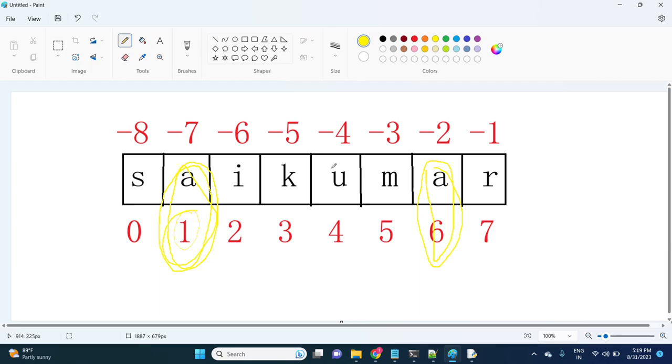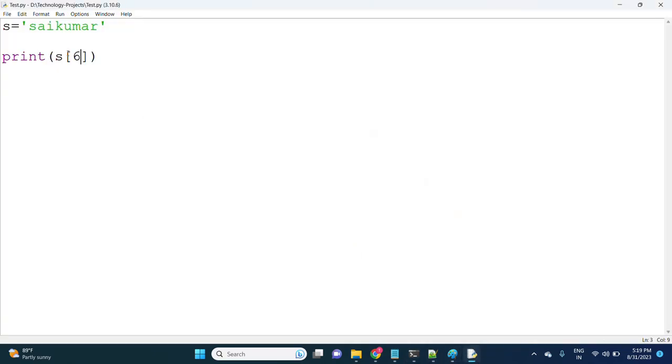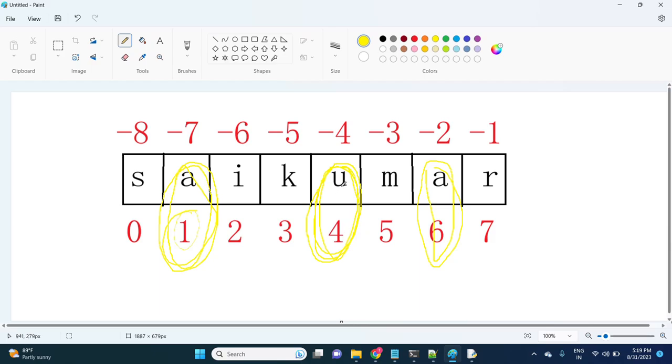Now I want to see the character at the fourth position. So what is the character at the fourth position? U. Now we want to get the U. If I give 4, it should give output as U, right? So observe here, I'm giving 4. If you observe here, U. If I'm giving 4, it gets that one, right?